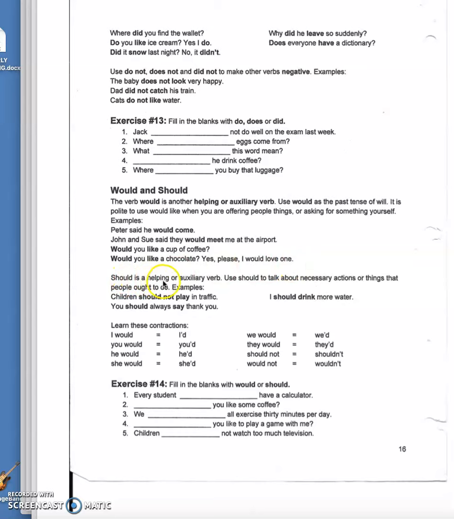Okay. Should is a helping or auxiliary verb. Use should to talk about necessary actions or things that people ought to do. So when we say someone ought to do it, it's a good idea to do it. Examples: children should not play in traffic. Again, they ought to not play in traffic. It's a good idea that they not play in traffic.